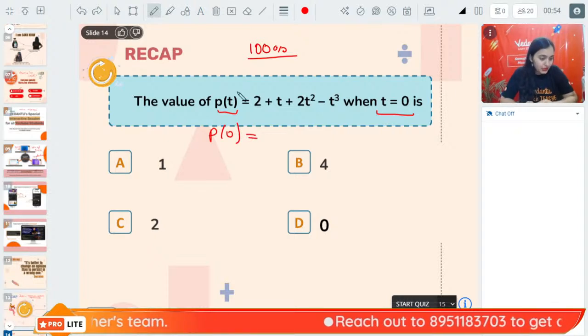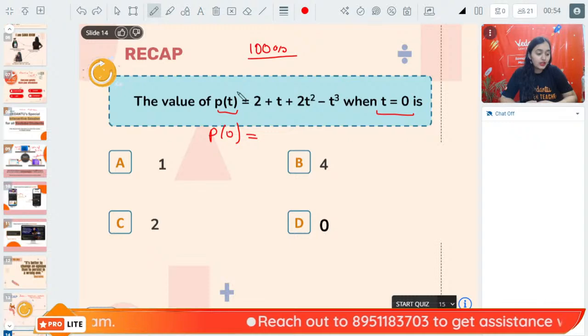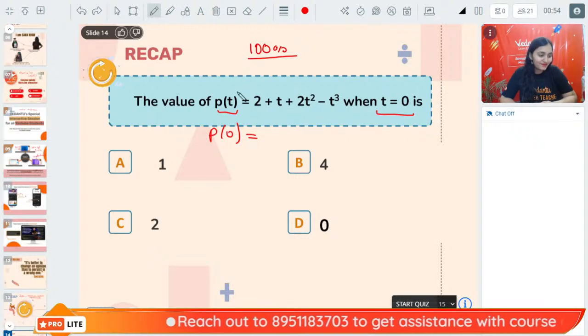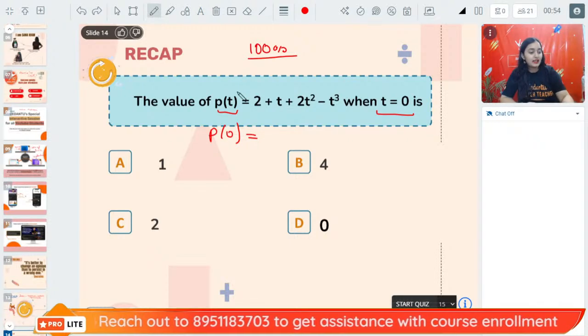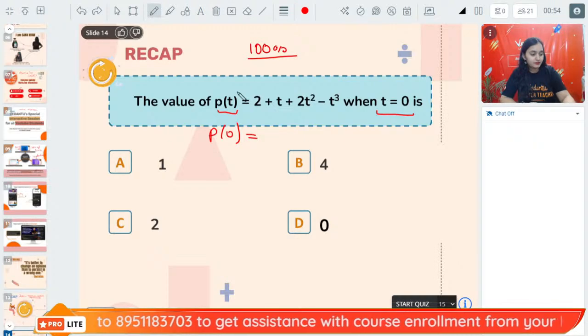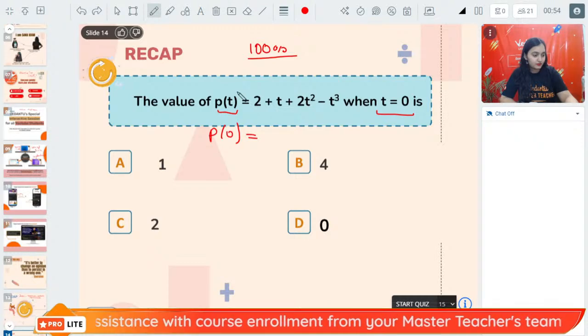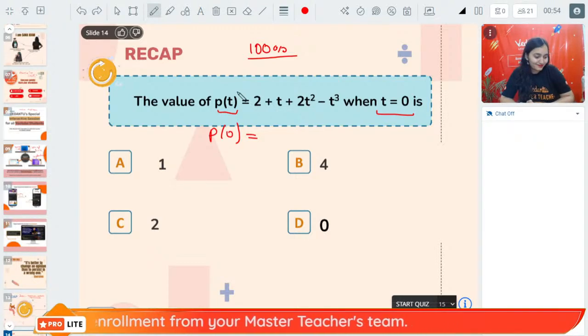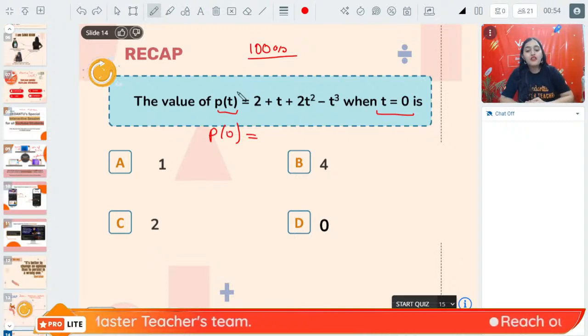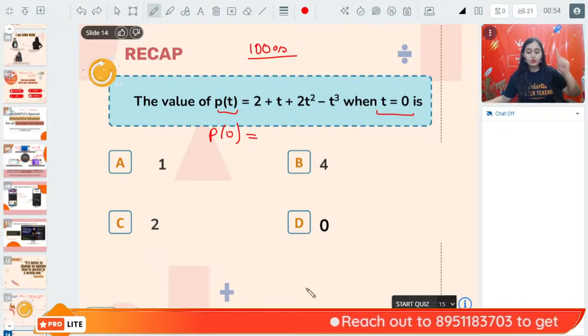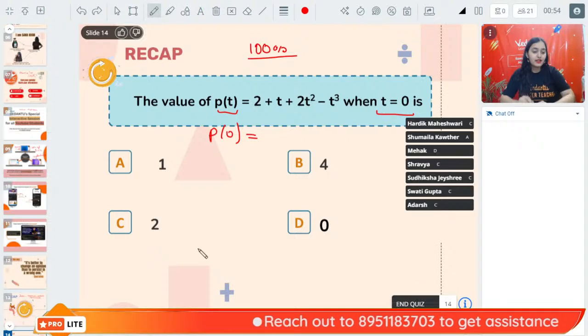Ready? Chalo, Sheetal, I told you the Instagram ID already. Come on, guys, answer this. Solve it. What will be the value of P(0)? Ready? 3, 2, 1, go. Mark your answers.